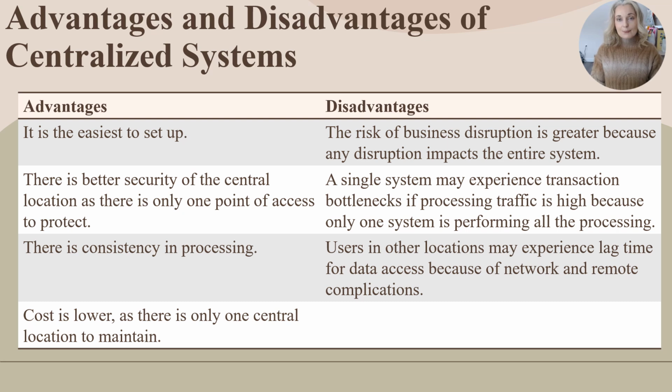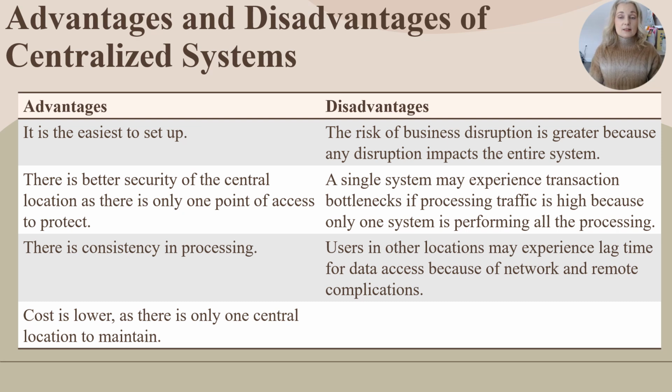So let's look at centralized systems and their advantages and disadvantages. The advantages of a centralized system is that it's easy to set up. There is better security of the central location, as there is only one access point to protect versus multiple points. There is consistency in processing because everything happens in one location. And the cost is lower as there is only one location to maintain versus multiple.